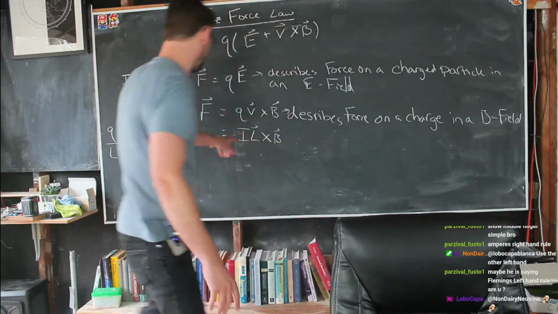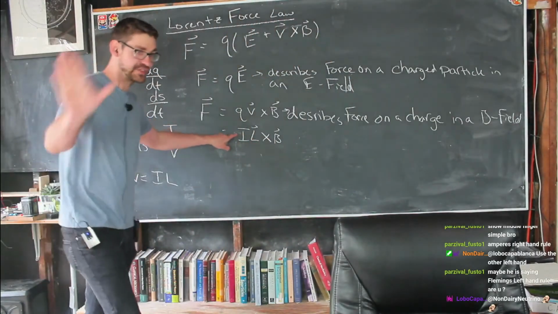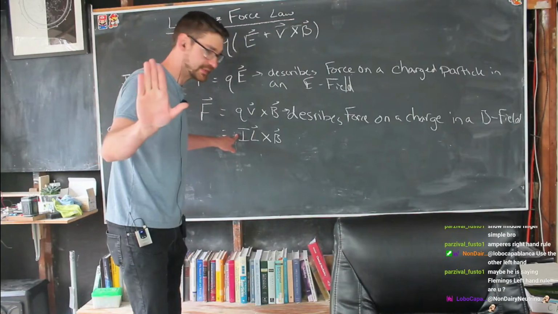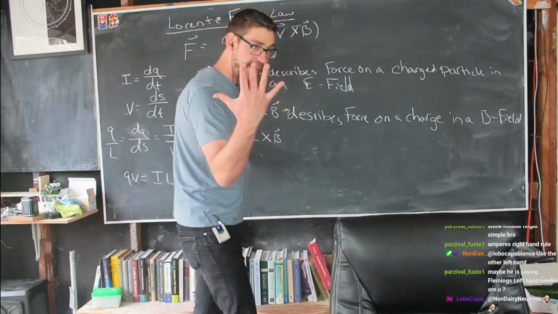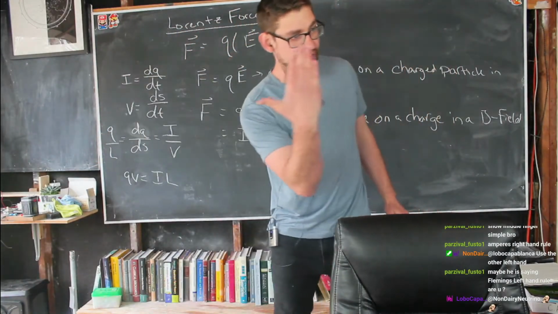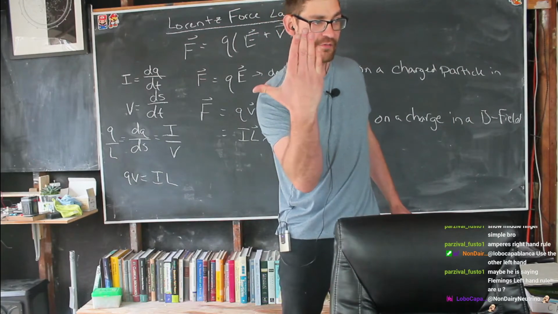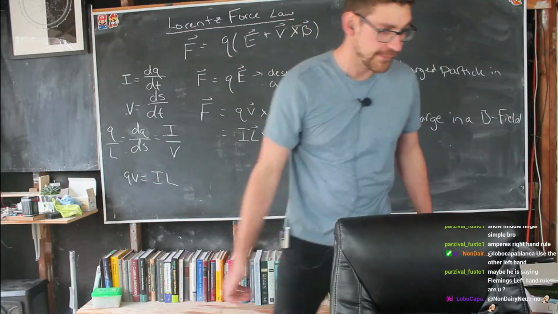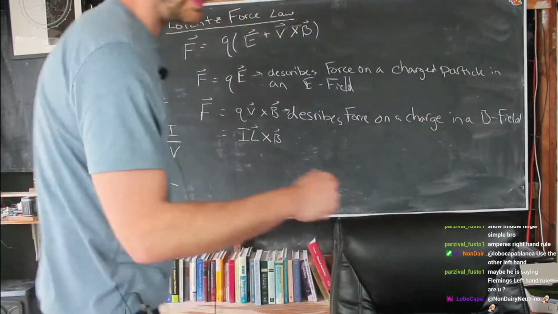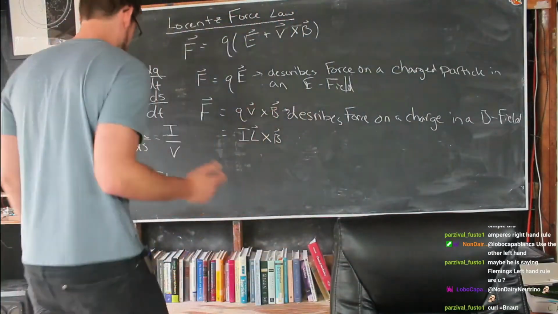So for example, let's do this one. Now the thumb goes in the direction of the current, so say the current is going this way. Fingers go in the way of the magnetic field, so the magnetic field's up. Force, this way. Okay? That's the right-hand rule.